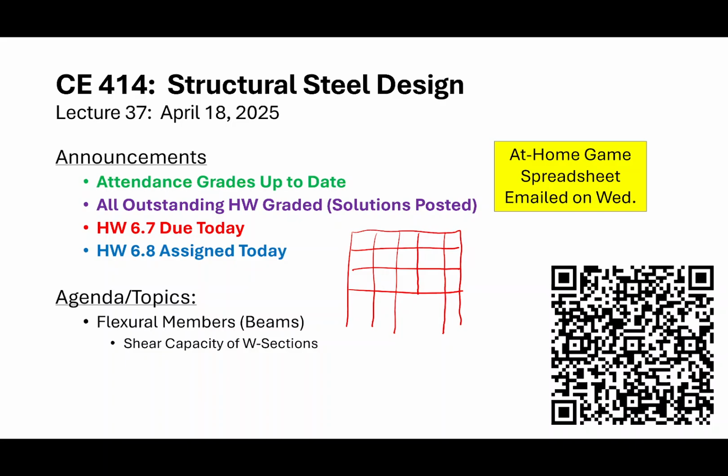As for housekeeping for the class, all the attendance is up to date, and all the outstanding homework's graded. Homework 6.7 was due today. How'd that go? The high Cb example. Hopefully it wasn't too many back and forth iterations on that. And I'm giving you a shear problem today.